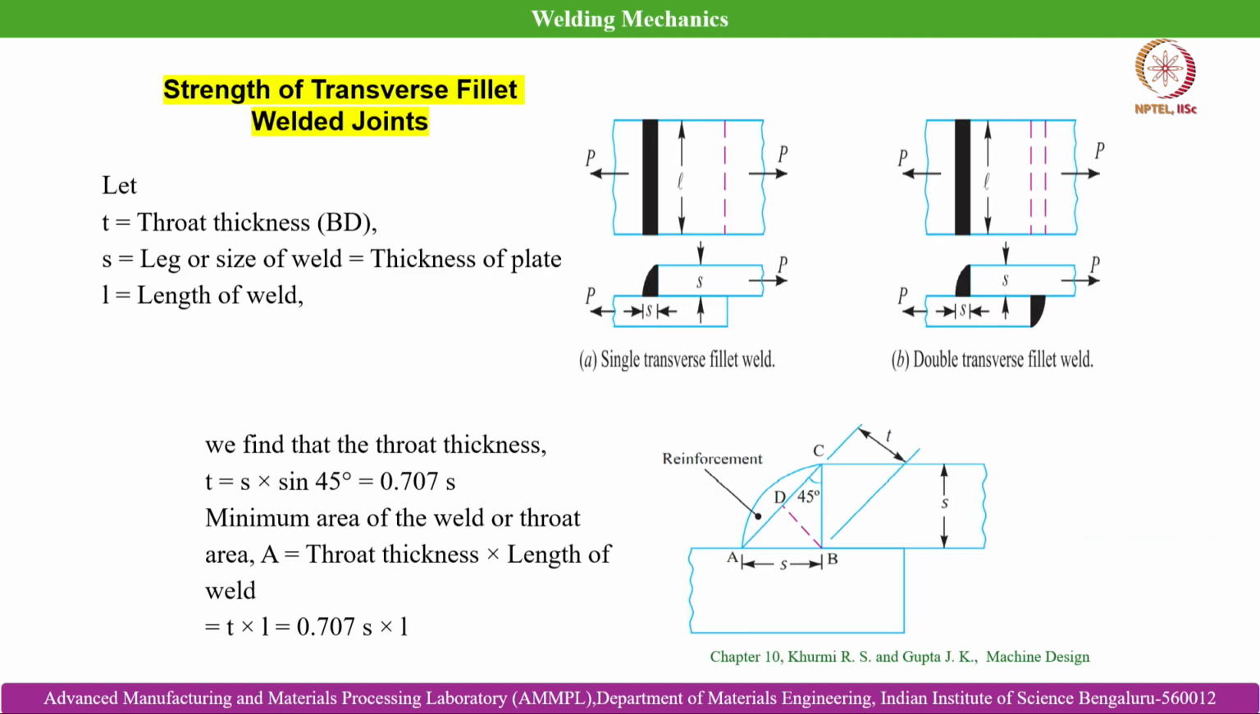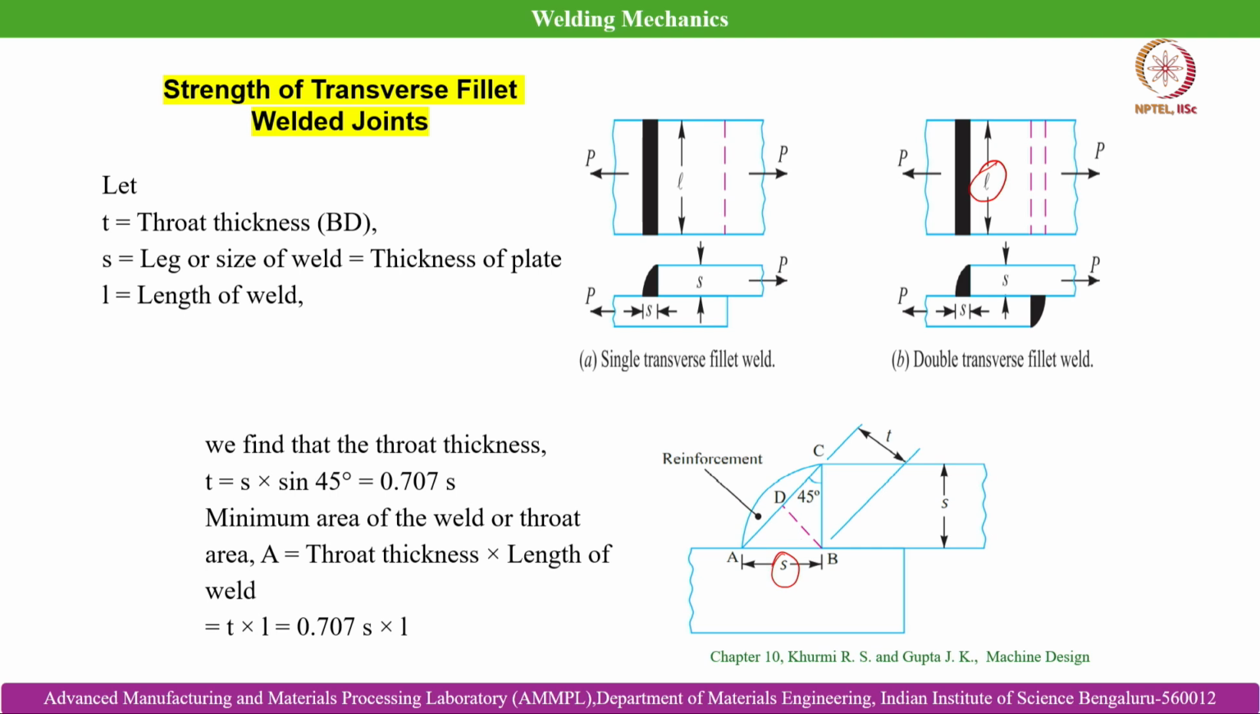Then we will consider some simple problems of how we can do the joint design. Here, assume that there is a single transverse fillet weld. Here T is the throat thickness, shown by BD, S is the leg or size of the weld, and L is the length of the weld. So L is along the length, shown over here, S is the leg size, and T is the throat thickness of the weld.